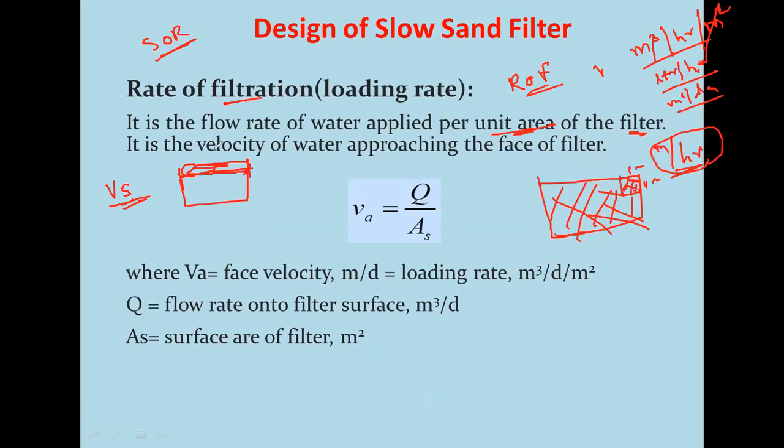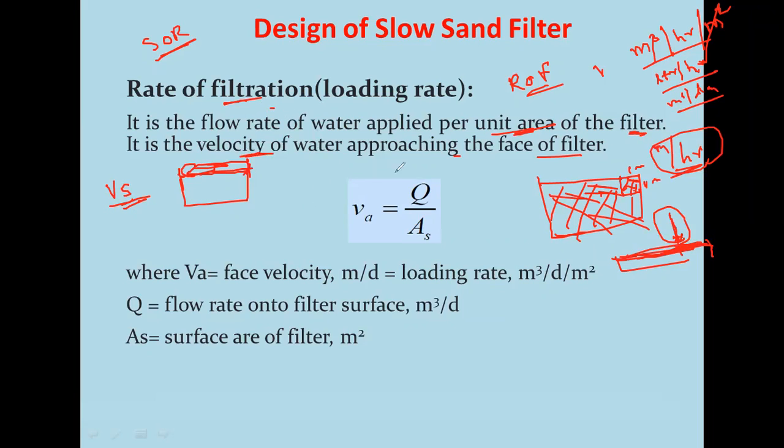You can see here it is the velocity of water approaching the face of the filter. This is the face of the filter. The very first layer of the sand bed is the face of the filter. The rate at which the water approaches this face of the filter, that rate of flow or velocity, is called the rate of filtration.